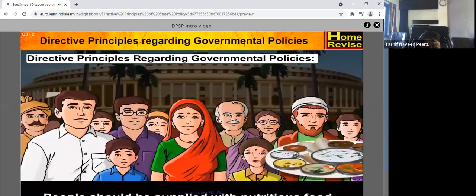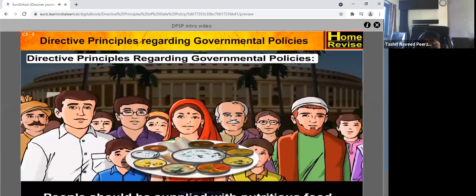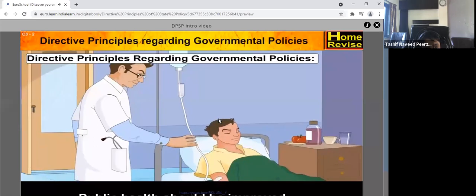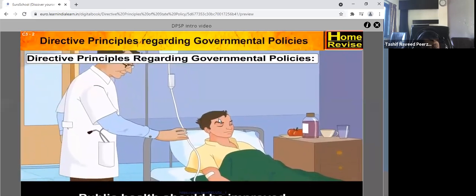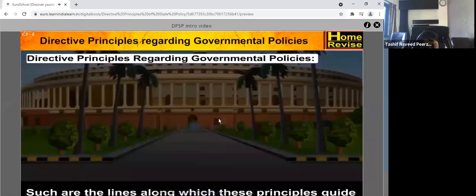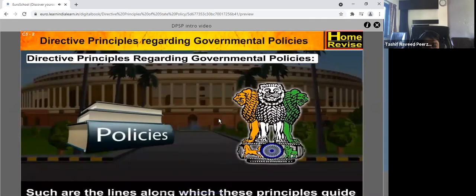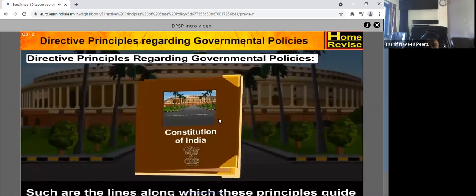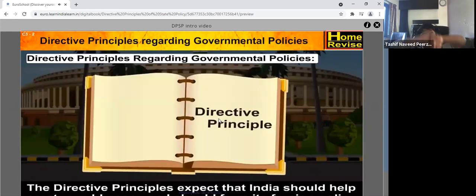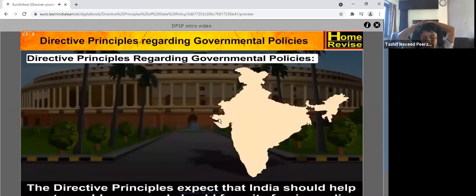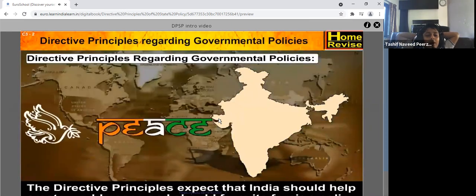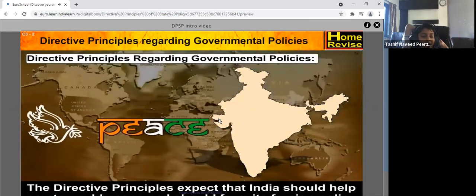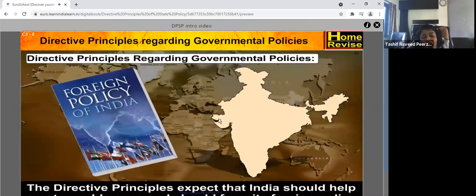People should be supplied with nutritious food. Public health should be improved. Such are the lines along which these principles guide the governmental policies. The directive principles expect that India should help create world peace and should form its foreign policy accordingly.